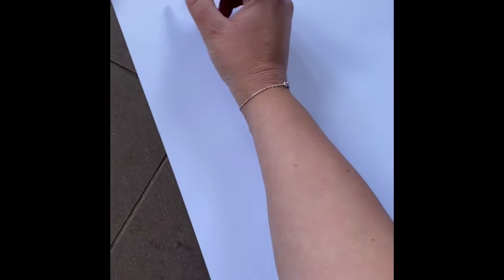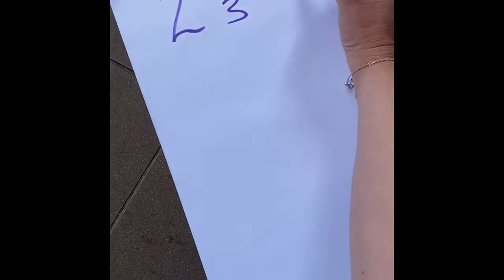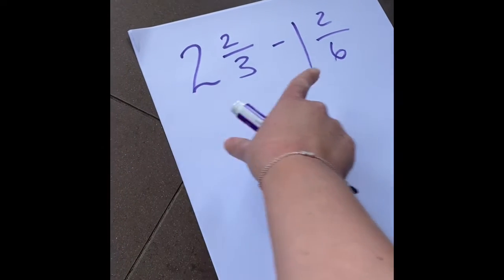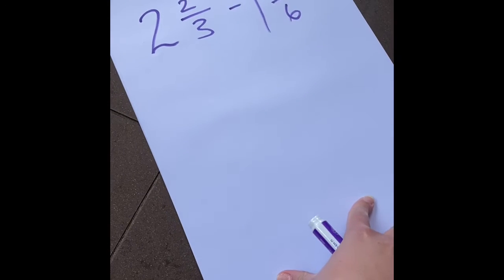Works exactly the same as when you're adding them, thinking about the wholes and the parts, but I just thought I'd run through it so you can get an idea of what I'm looking for in your home learning. So let's think about this to start with. 2 and 2/3, taking away, subtracting 1 and 2/6.